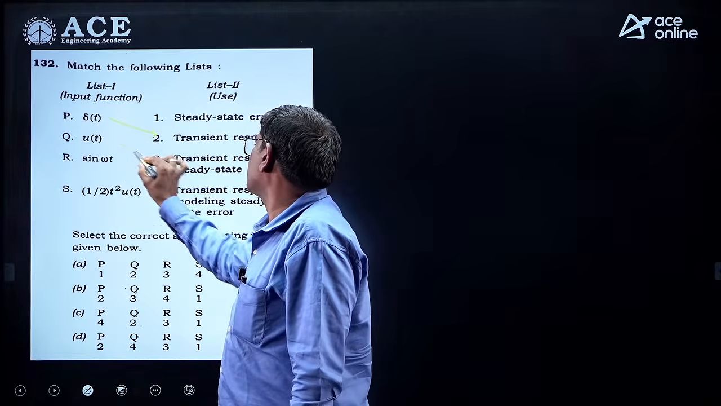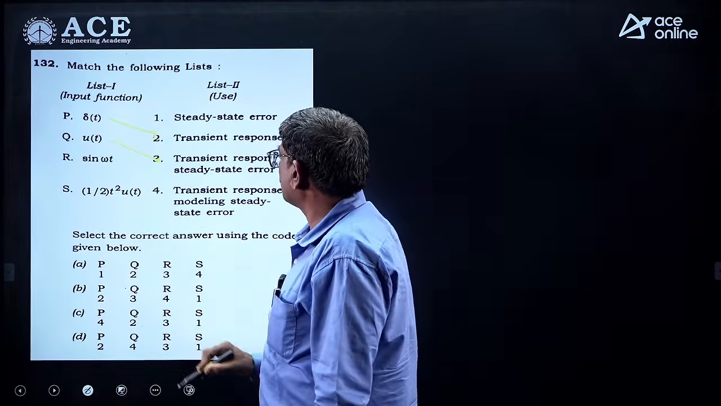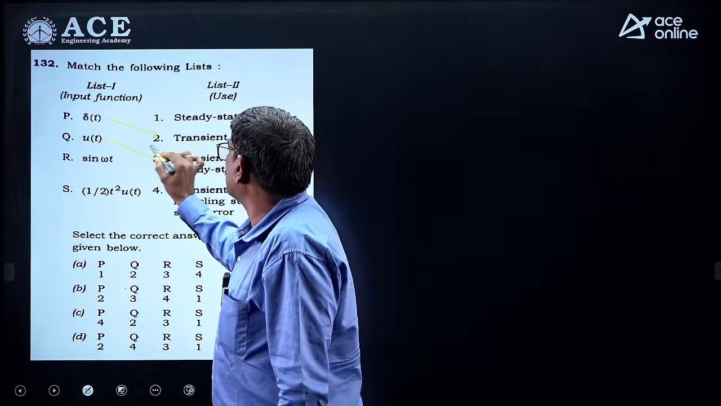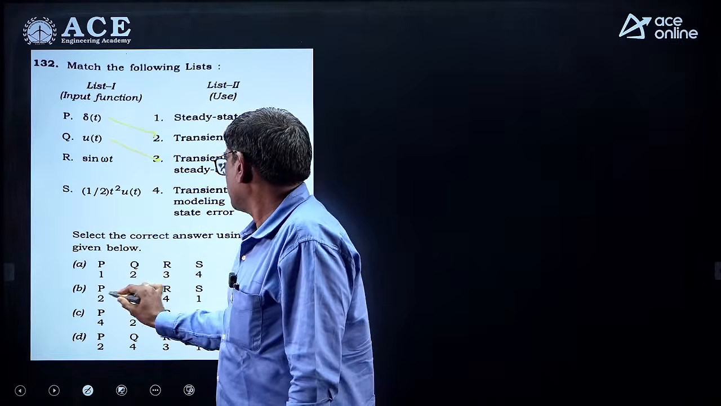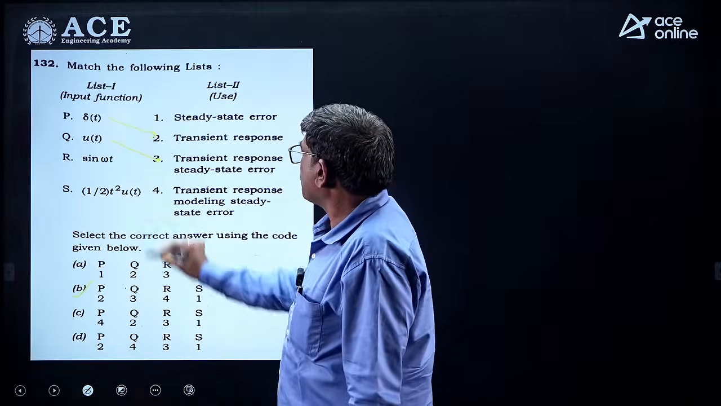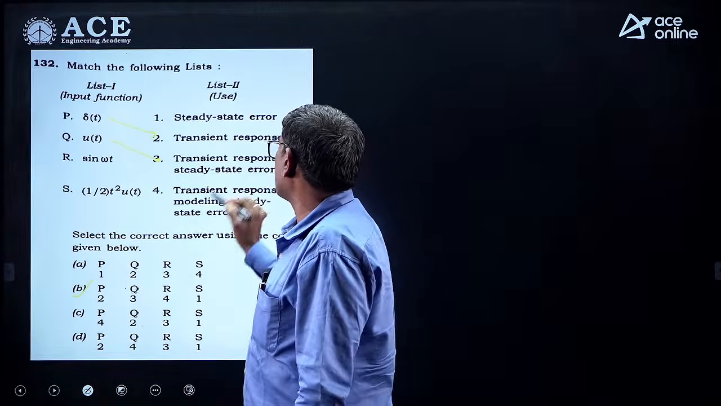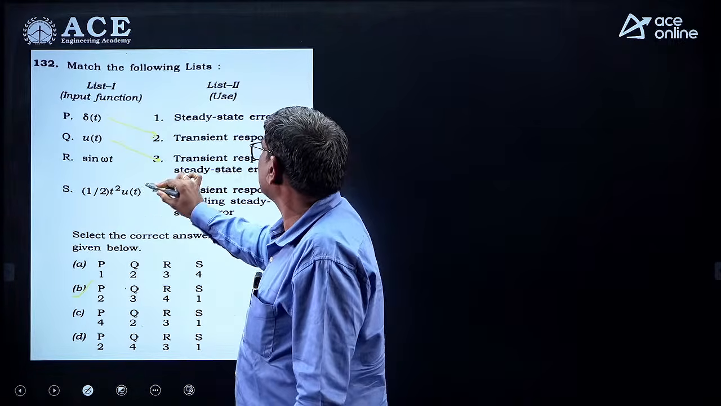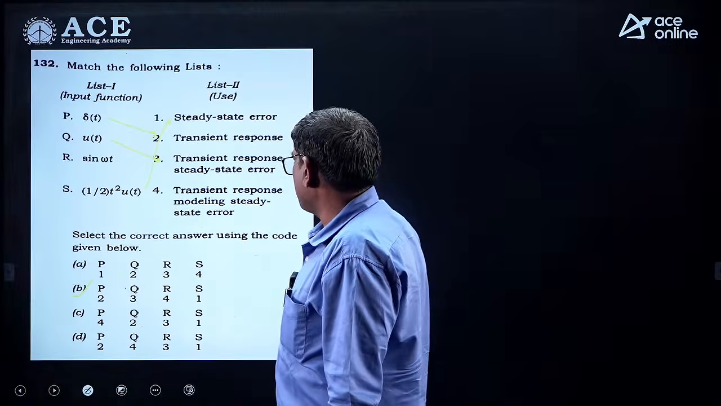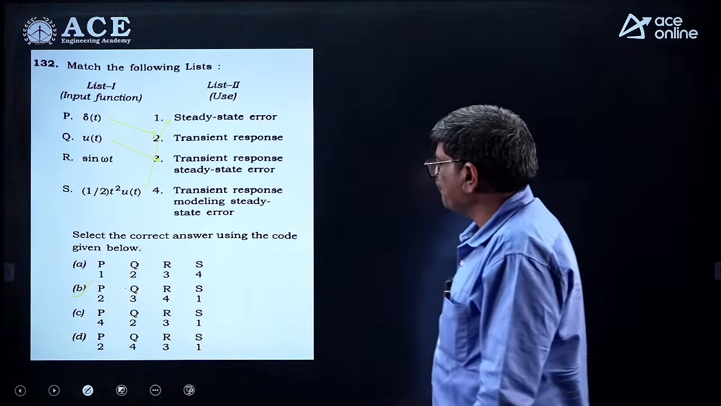Next, here simply delta of t, the impulse response, gives the transient response. The step gives the transient response as well as the steady state error. So if you select P is 2, Q is 3, that means simply B. Why? Because the sine is a steady state, but no option matches here. For this, S is 1. So that means S1, which means option B.